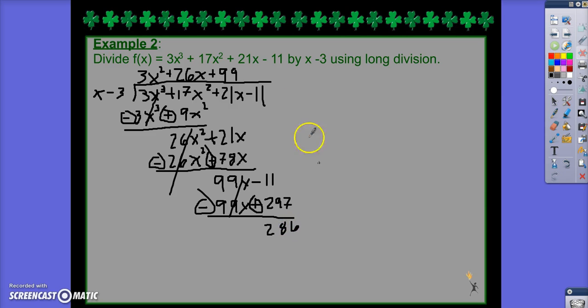And I know I'm done for a couple reasons. What times x gives me a constant? I can't decrease. And also, what do we have here? x squared, x to the first, and constant. So that's also how you know you're finished.